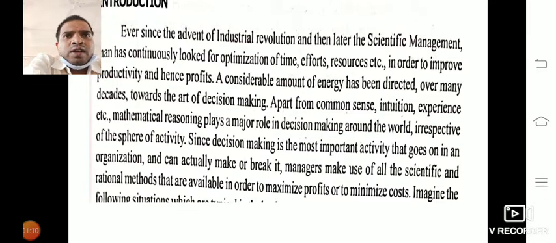There are two main objectives of this operational research technique. When it comes to profit, the objective is to maximize the profit, and when it comes to loss, the objective is to minimize the loss. Overall, we can call it an optimized technique that helps in the decision making process regarding time, efforts, and resources.